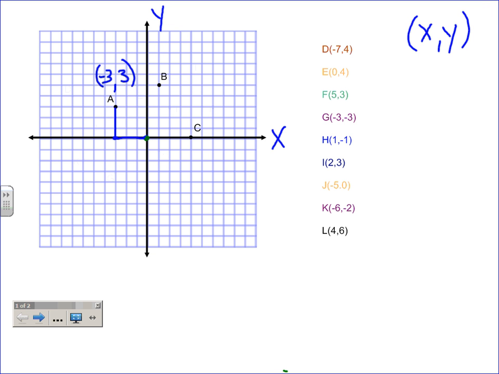So if I'm getting to B, again, you start at the origin. Don't start from A to get to B, unless A happens to be at the origin. All right? So you start at the origin, you go to the right one and up 1, 2, 3, 4, 5. So that is 1, 5. Is that correct? Yes, it is.